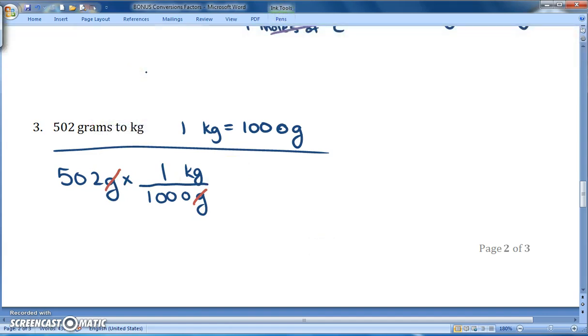Now we can see, to do our conversion, we take the 502 value and multiply by 1 over 1,000. This gives us the answer of 0.502 kilograms. Therefore, 502 grams is equal to 0.502 kilograms.